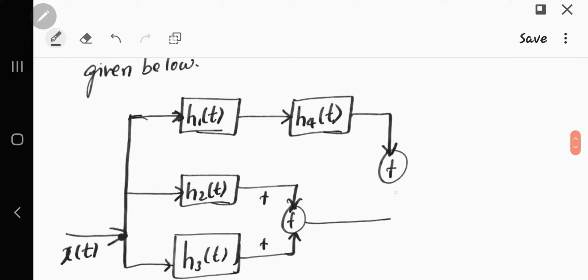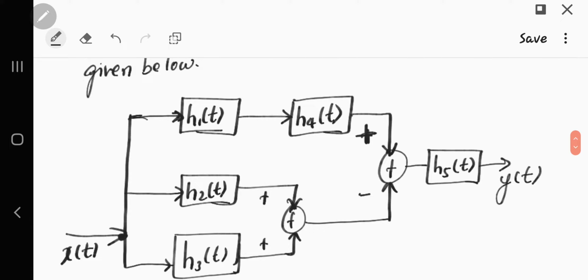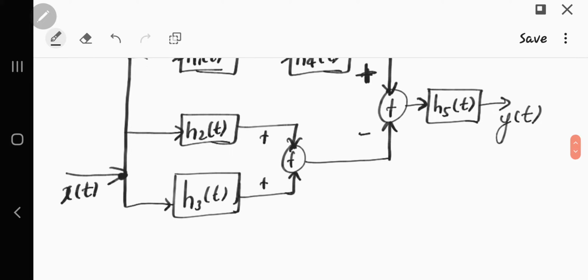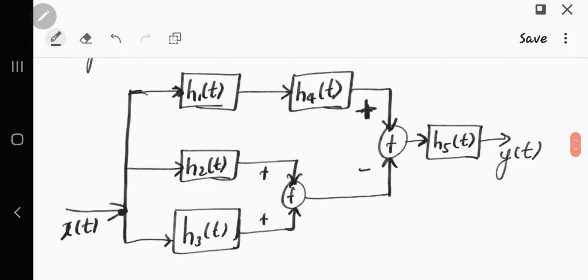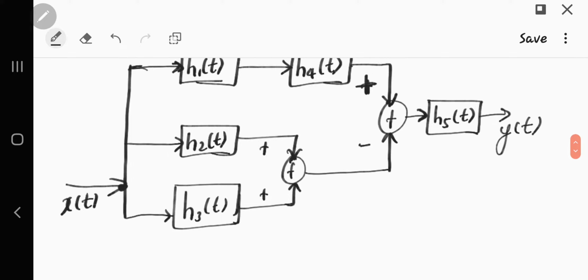The system output is again added here, and the sign is minus here, plus and minus, and again it goes through one more impulse response h5 of t to give y of t. Okay, so this is the given system for which we have to express h of t in terms of h1, h2, h3, h4 and h5 of t. So let's start reducing this.